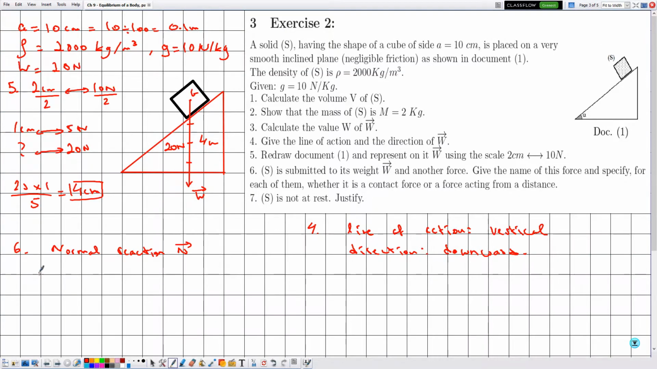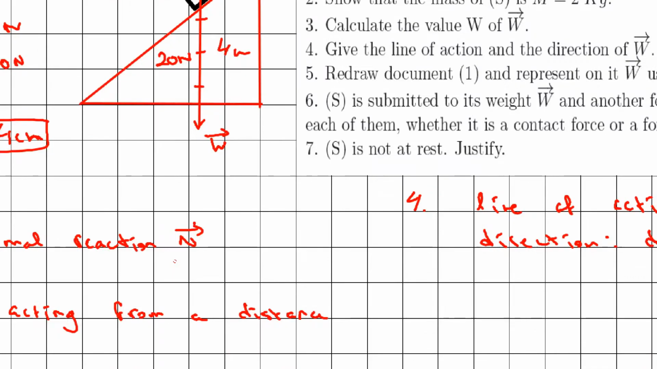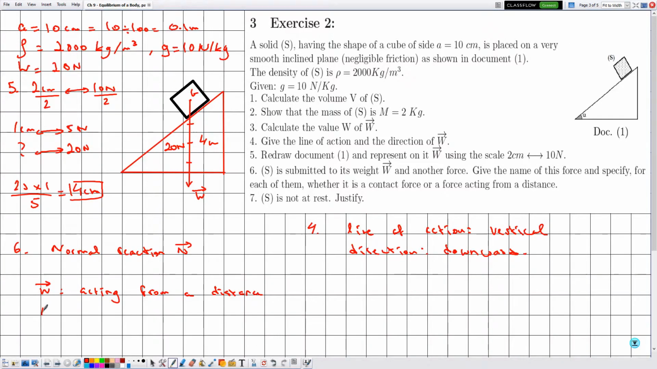So let's start with the weight. It is acting from a distance. We know that the only 3 forces that act from a distance are the weight, the electric, and the magnetic, and all other forces are classified as contact forces, and in particular the normal reaction. So the normal reaction is considered to be a contact force.